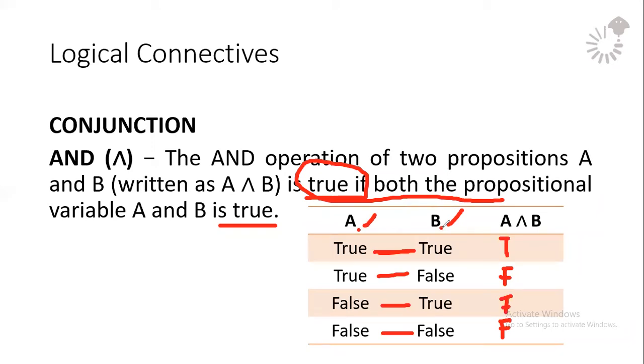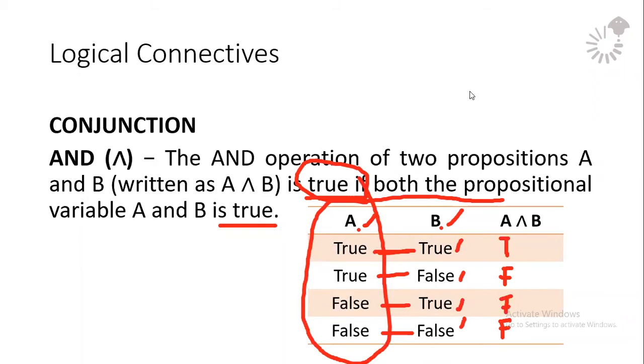Para mas maging maayos o madali para sa atin yung pag-figure out ng combinations, list natin dito sa B yung values na true or false, alternate mo yung isang true, isang false, isang true, isang false. Dito sa A, lagay mo yung alternate na dalawang true, then dalawang false.